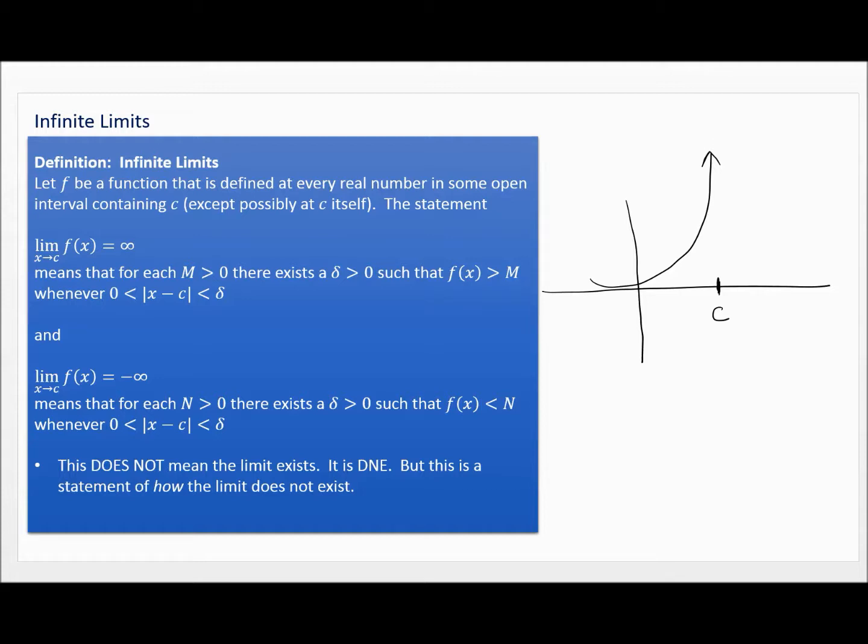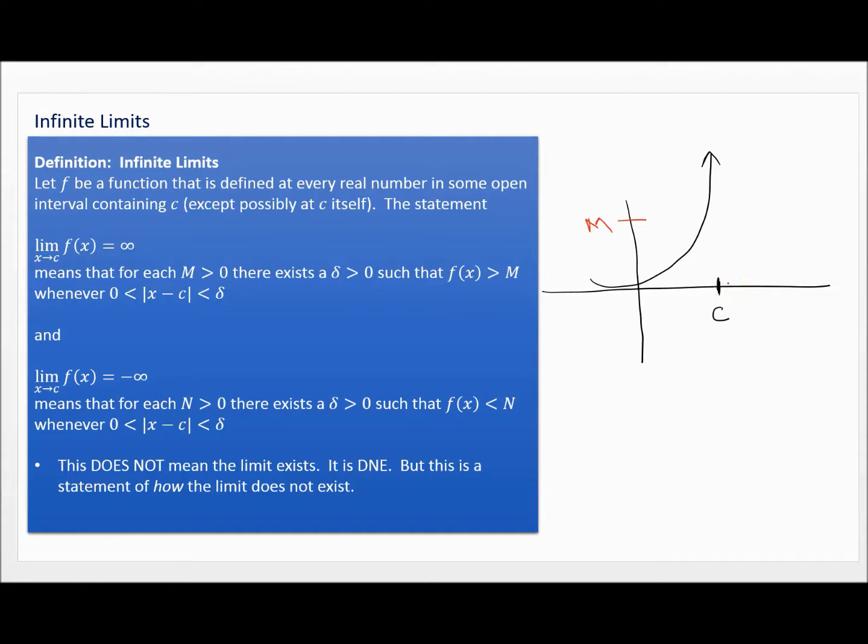Now, if I set up all of this information, like what is m, it says that for each m greater than 0, so if you pick a random m, it could be a really big number, okay? A massive number for m greater than 0. There exists a delta. Now remember, delta is along the x value. Greater than 0, it's positive, because delta is a distance, such that when f of x is bigger than m, whenever 0 is less than x minus c, remember this is c, is less than delta.